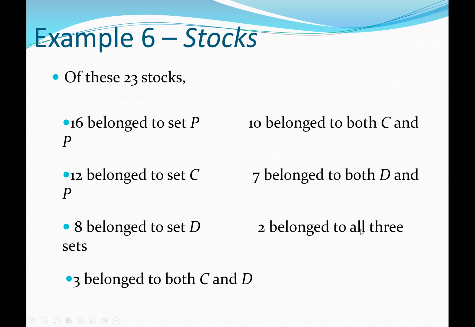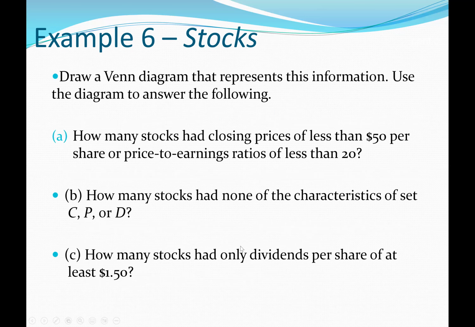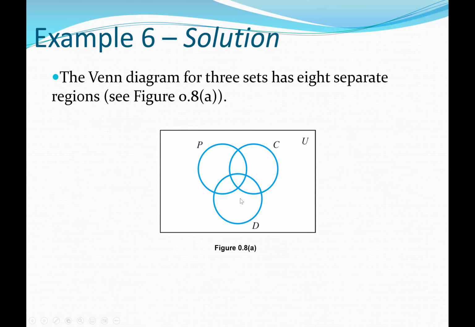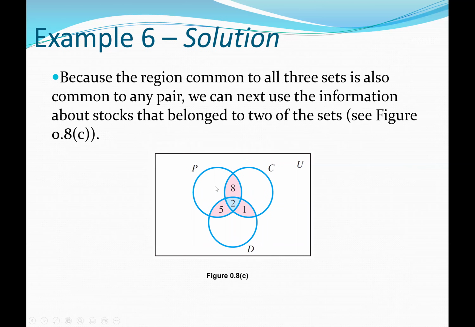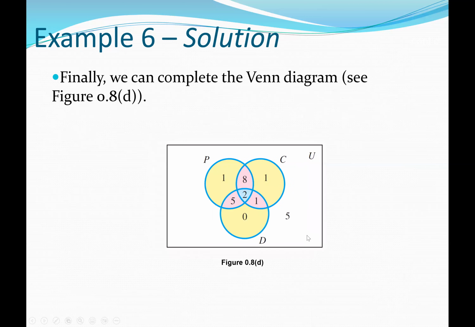So first, I will start with the 2 belonging to all sets. Now, if I know 7 belong to both D and P, then within D and P, I have to make sure the total there will be that value. Now, this will be only D and P, excluding C. So we have to be careful. First, it's good to start with 2 because 2 belongs to all 3. Then if we get only 2, like PC or DC, etc., then we keep adding the values based on the conditions.